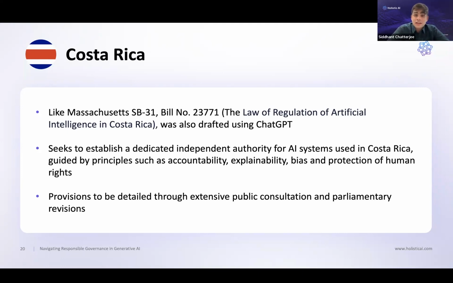Like Massachusetts Senate Bill 31 that we just discussed, this was also drafted using ChatGPT and primarily seeks to establish a dedicated independent authority for all AI systems used in Costa Rica. Primarily principles-based, the regulation focuses on ensuring accountability, privacy, bias mitigation, explainability, and protection of human rights, and will be developed further through extensive public consultations and parliamentary revisions.